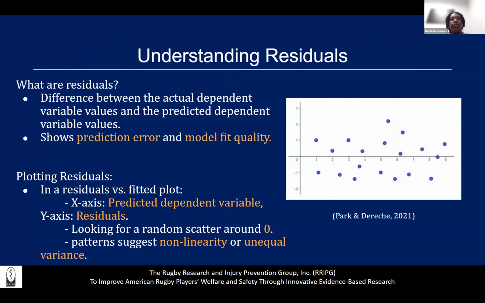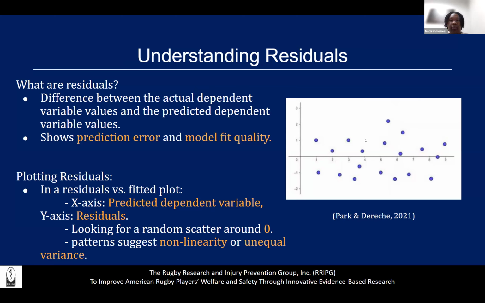So, understanding residuals. In order to understand linear regression, you must first understand residuals. What are residuals? Residuals are the difference between the actual dependent variable values and the predicted dependent variable values. Residuals essentially show prediction error and model fit quality. When plotting residuals, you need to make a residual versus fitted plot.